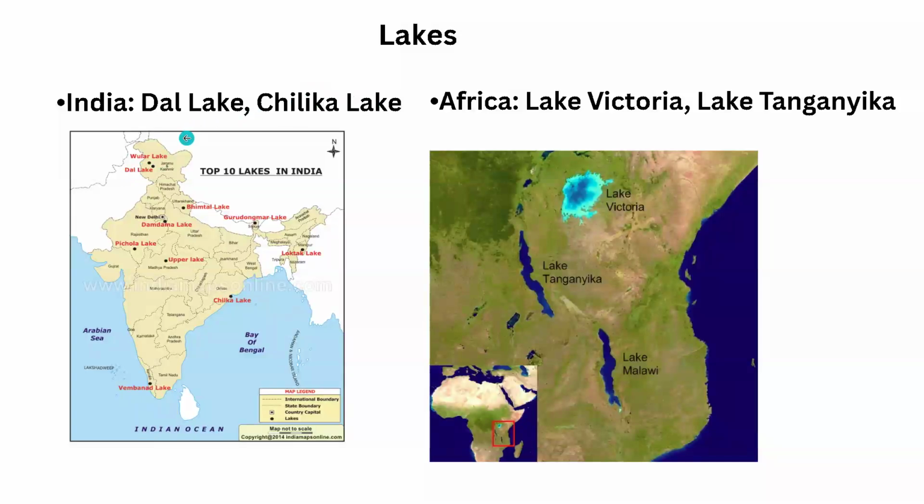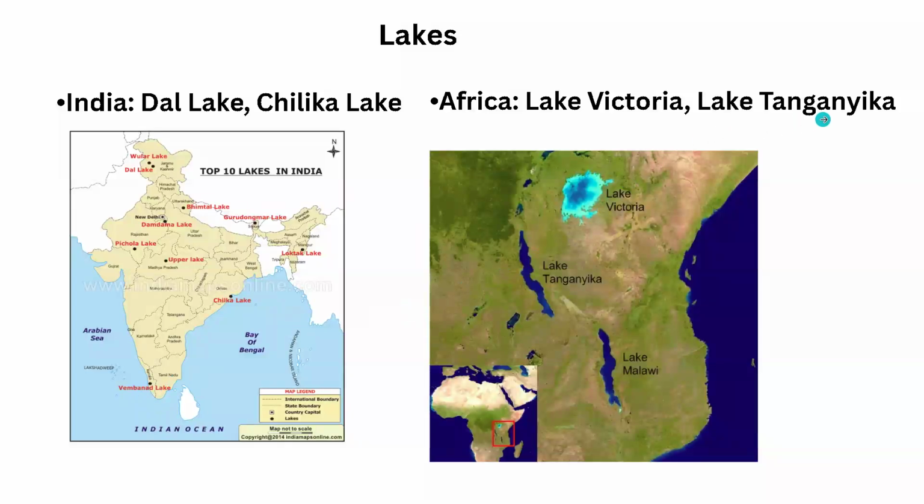Then in India, important lakes are, see here, Dal Lake and Chilka Lake. Chilka Lake is here. Here Wular Lake is there, almost frozen. Okay, two important lakes. You will find other small lakes here: Upper Lake, Pichola Lake, Damdama Lake, Bhimtal Lake, Gurudongmar Lake, then Loktak Lake. But the important, bigger ones are Dal Lake and Chilka Lake. Okay. Here in the south also we will find Vembanad Lake.